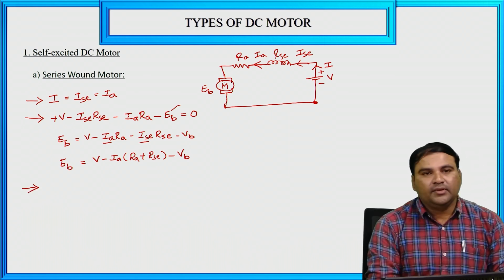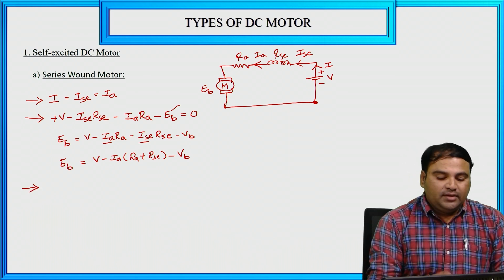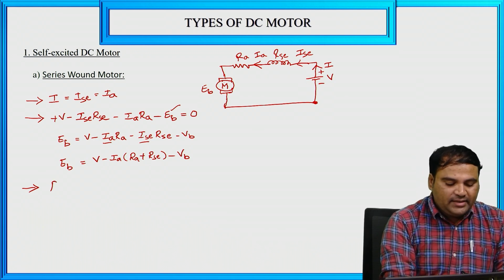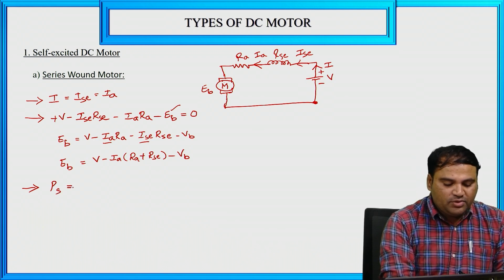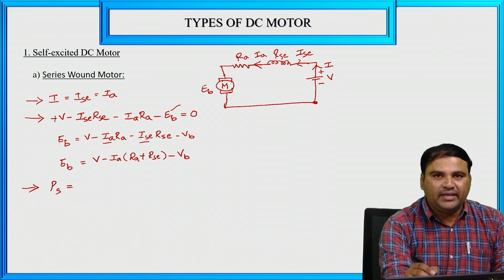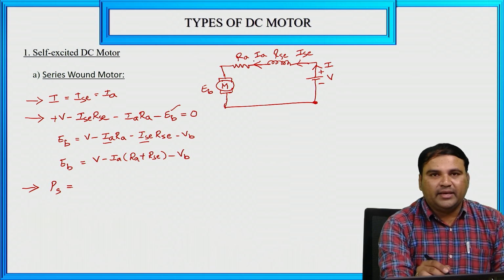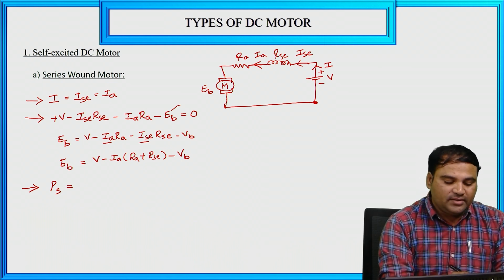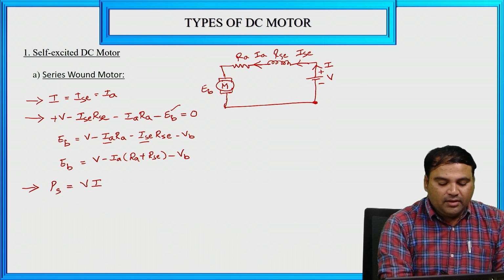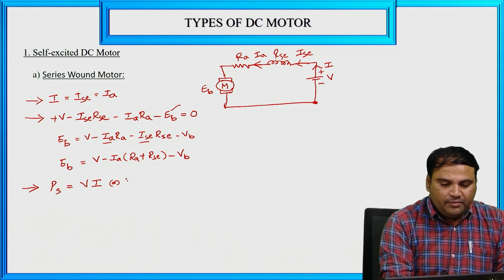Similarly, power. Power from the source, I am taking as PS. Power from the source is equal to V into I, or V into ISC, or V into IA, because it is a series connection. In a series connection, current is constant. So that's why PS is equal to V into I, or V into ISC, or V into IA.